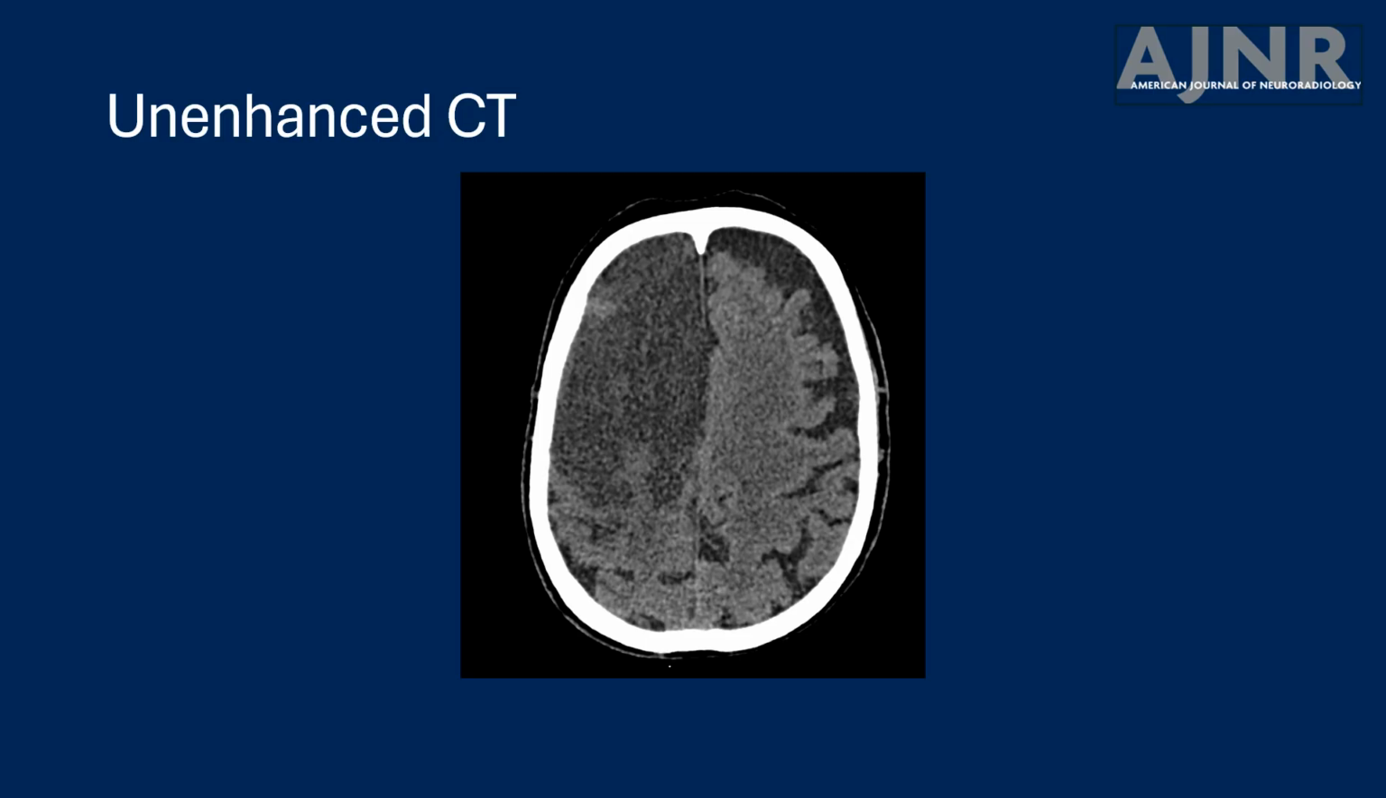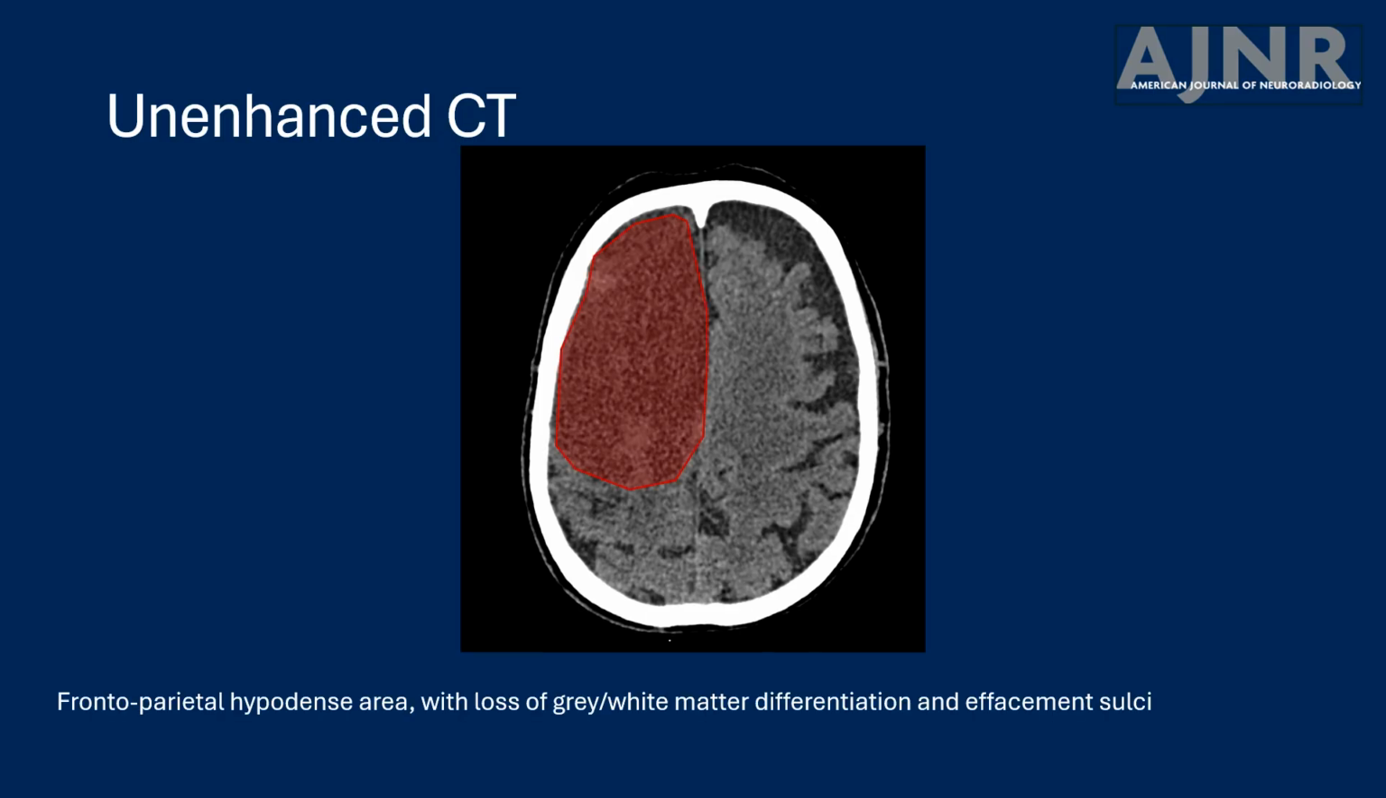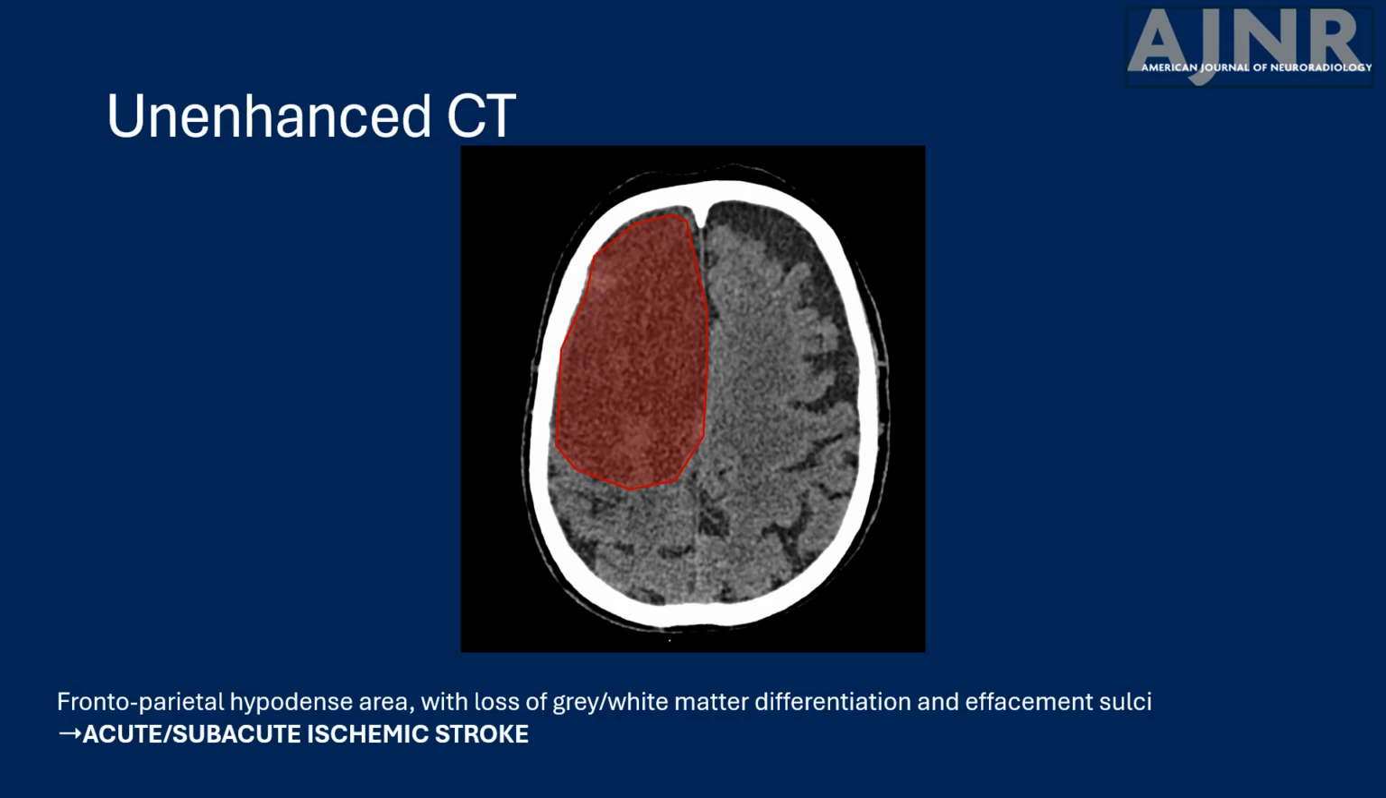Now, what do we see here? Hopefully you were able to identify this frontoparietal hypodense area with loss of gray-white matter differentiation and effacement of the sulci, once again indicating an acute or subacute ischemic stroke.